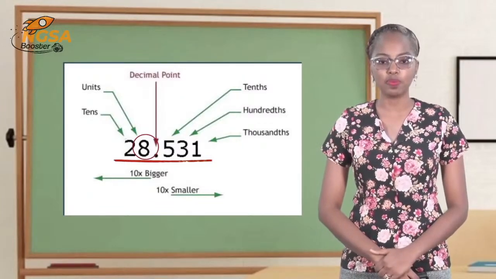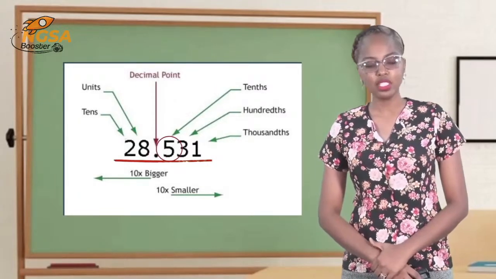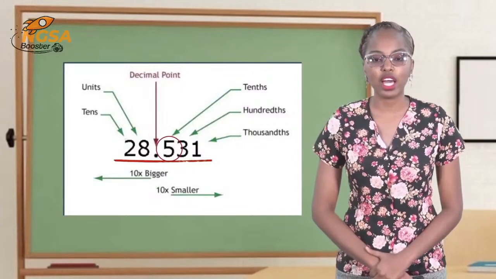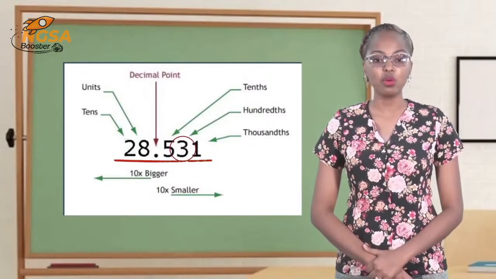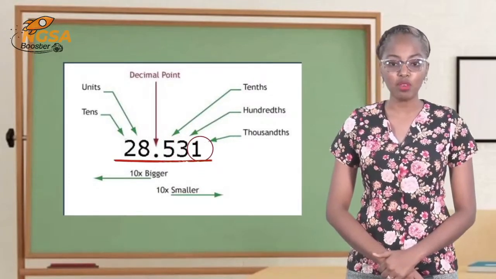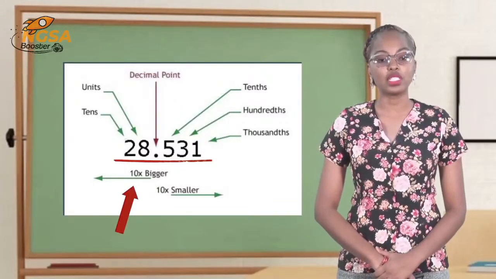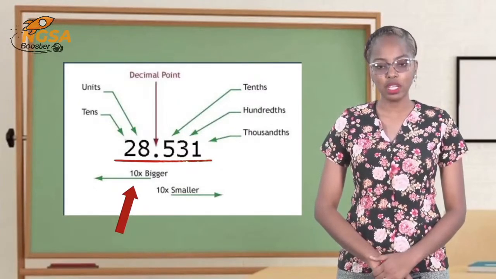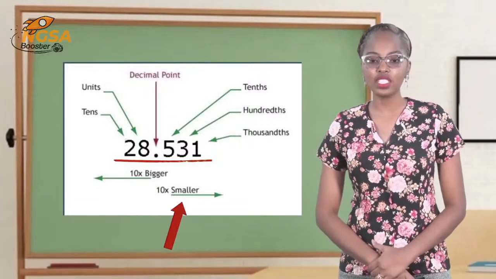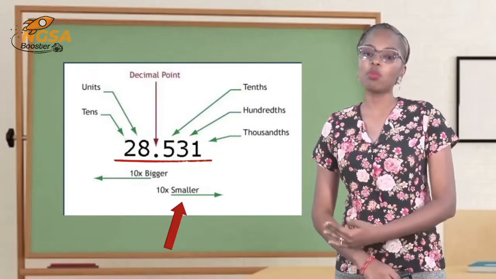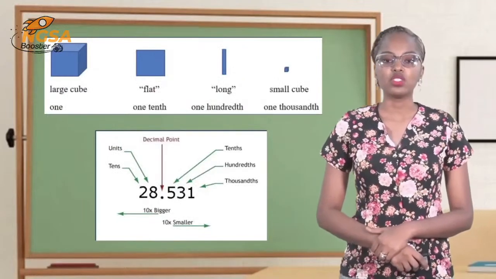or ones as we know it. And then after the 8, there is the decimal point. After the decimal point, you'll see number 5, and 5 represents the place value of tenths, and the place value of 3 is hundredths, while the place value of 1 is thousandths. Now, numbers that go before the decimal point are 10 times bigger as they go further away from the point, while numbers that are after the decimal point become 10 times smaller the more they move away from the decimal point.